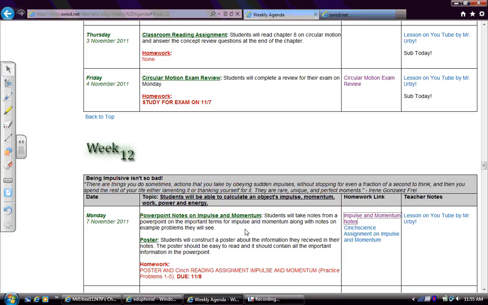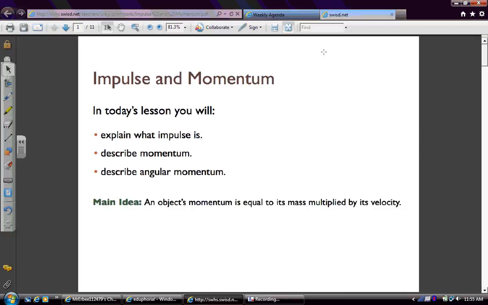You'll notice that as you walked in, I had some Cornell note paper. You'll want to make sure that you have grabbed a piece of Cornell note paper. Make sure you put your name, the date at the top, your class period, all that information. And under your topic, you're going to make your topic impulse and momentum, because that's the topic of our notes today. Now again, if you click on the link to the side, it'll take you to the notes. We'll start by going through those notes.